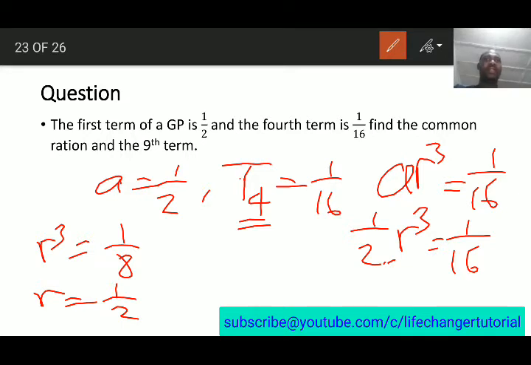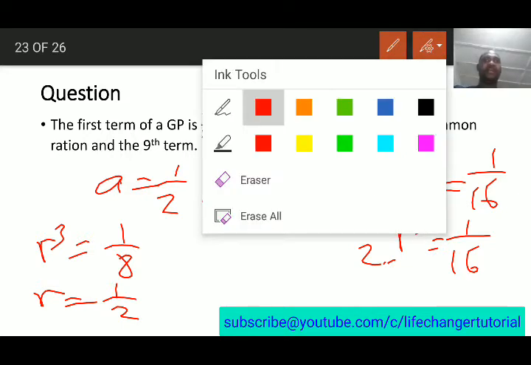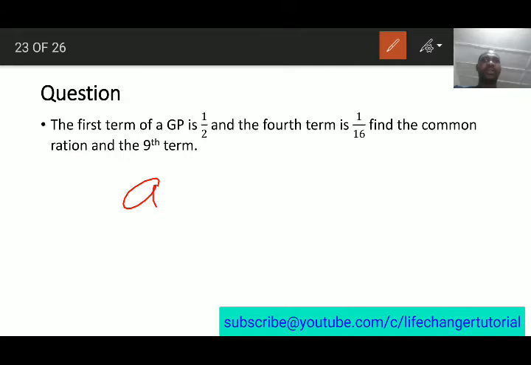The next question says we should find the ninth term. So the ninth term T9 is supposed to be ar^8, so ar^(n-1).